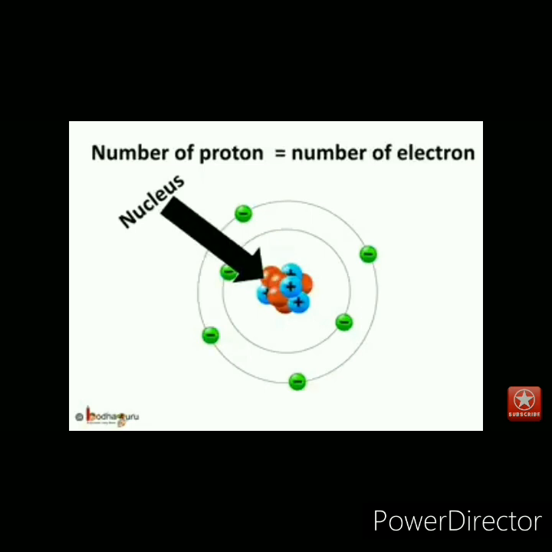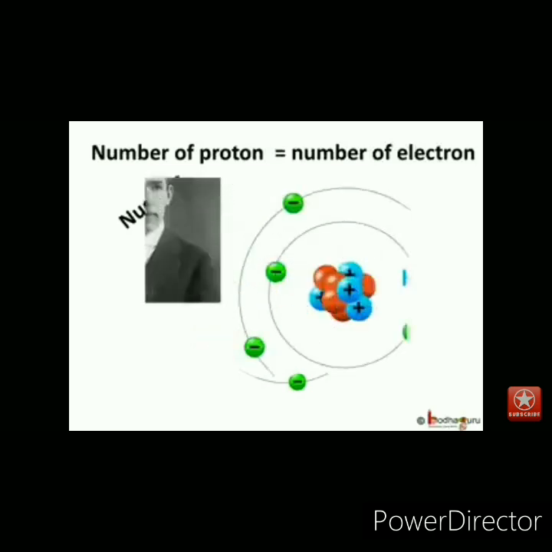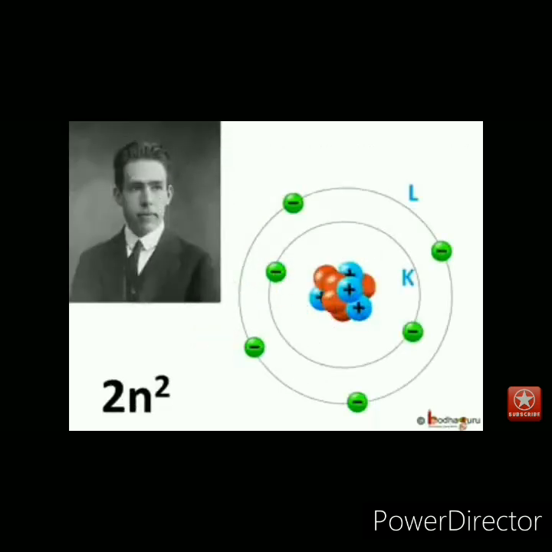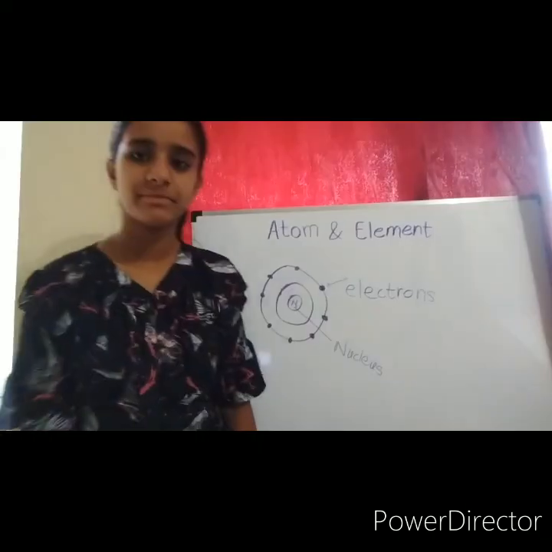In the outermost shell of an atom, if two electrons are present, then the atom is electrically stable. In an atom, there are K, L, M, N types of shells. The formula for counting the electrons in each shell is 2n square. In the K shell, 2 electrons are present.